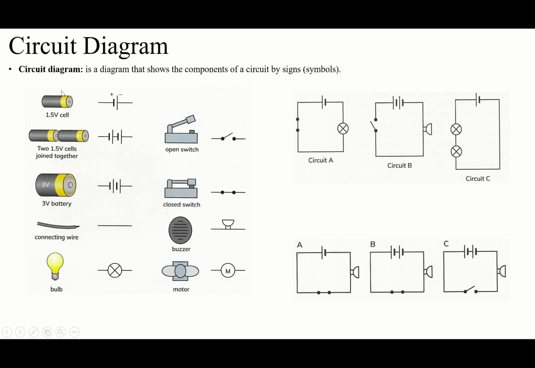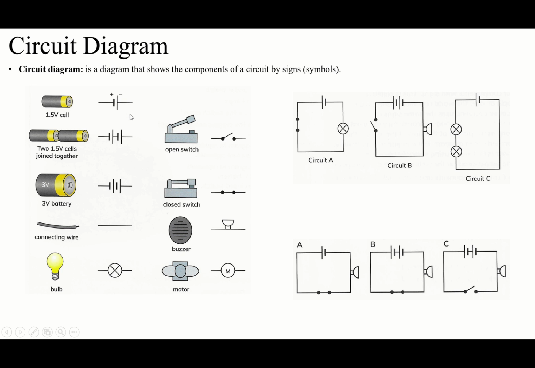A circuit diagram is a diagram that shows the components of a circuit by signs or symbols. It means to design a circuit. We are going to design it by diagram, and it's going to be easier. Instead of drawing pictures, which is hard, we have some diagrams. You see here some symbols in the diagram that you can follow, then you can start to make and do your job. That's why the circuit diagram is important.